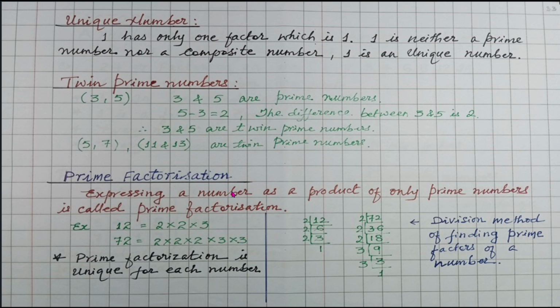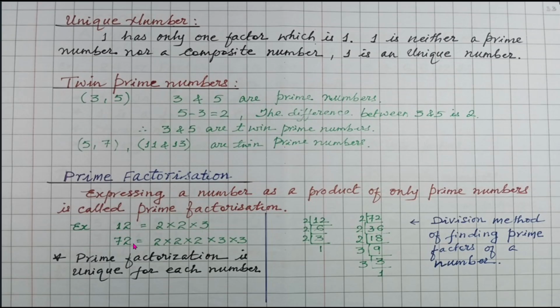Now, prime factorization. Expressing a number as a product of only prime numbers is called prime factorization. What does this mean? Let us take, for example, 12. 12 can be divided by 2. 2 is the smallest prime number. 2 sixes are 12, again by 2, 2 threes are 6, and then 3. Therefore we get 12 as a product of 2 into 2 into 3. Therefore 2 sixes are 12, 2 threes are 6, 3 ones are 3. Therefore the prime numbers are 2, 2 and 3. Therefore the prime factorization of 12 is 2 into 2 into 3.